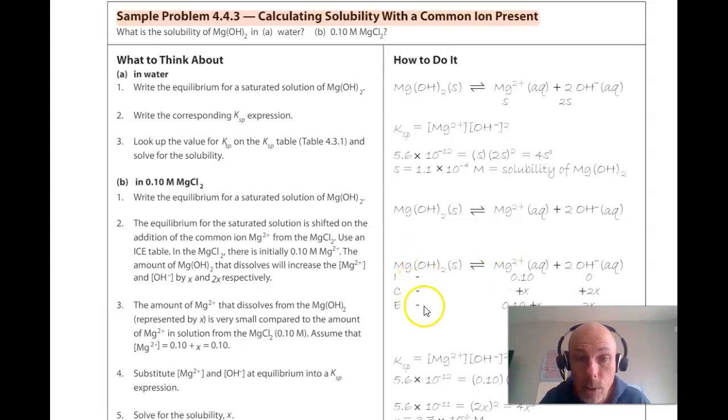Magnesium hydroxide, we know we leave blank because it's a solid. Magnesium goes up by X, and hydroxide goes up by 2X. And that means at equilibrium, magnesium's concentration will be 0.1 plus X. In prior problems, it was just X. But now, with the initial concentration of 0.1 added to X, we get 0.1 plus X. And hydroxide is just 2X.